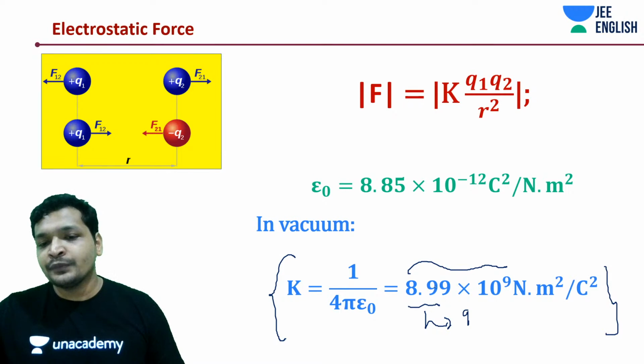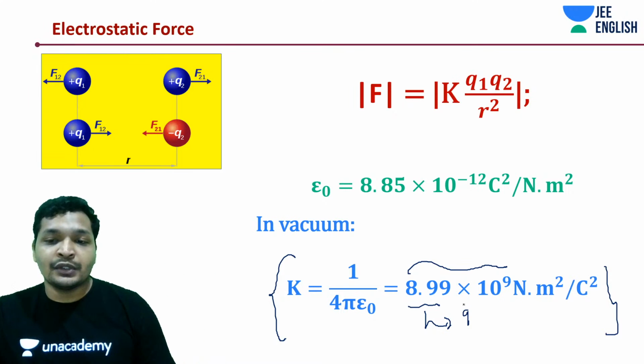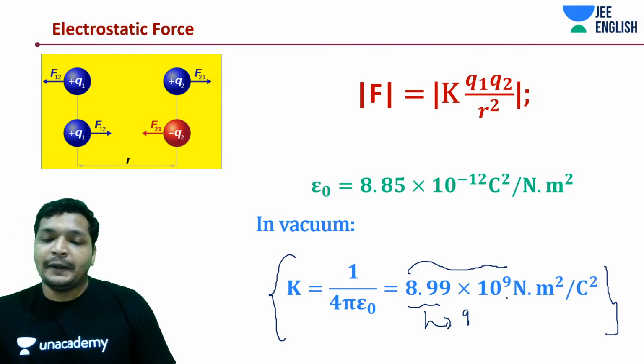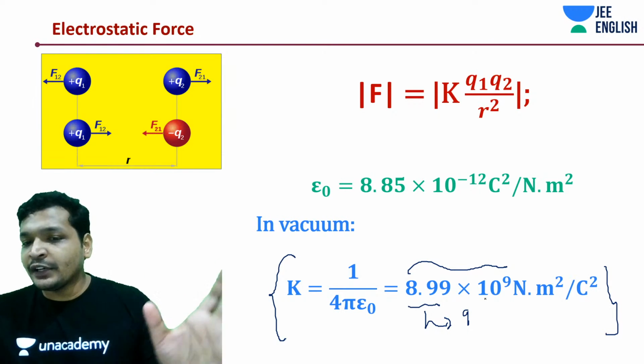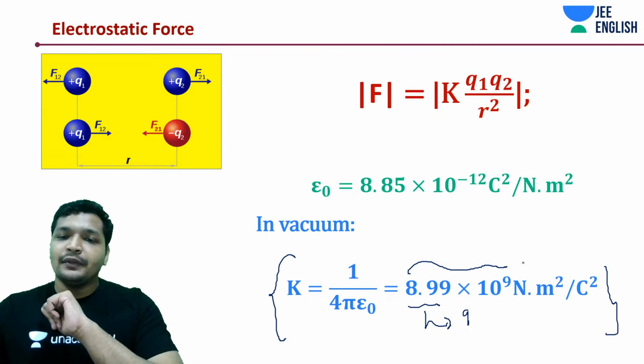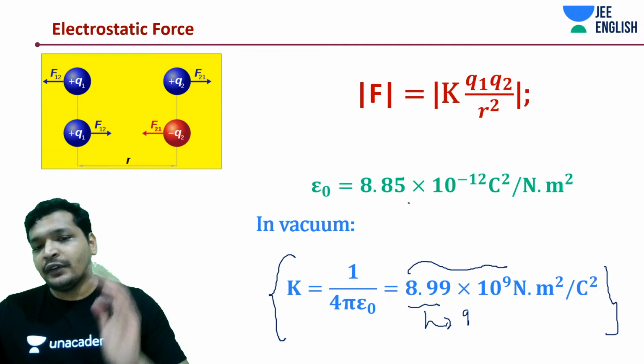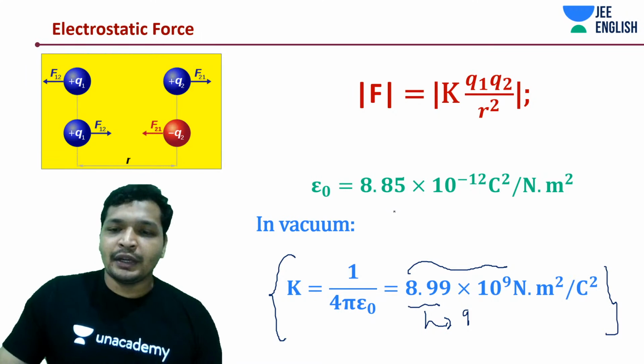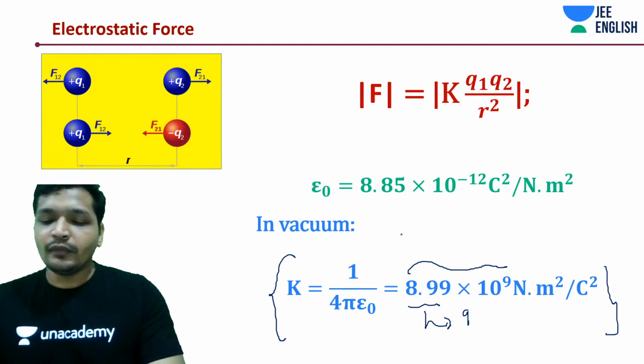If you notice it, this is near about 9, generally written as 9. Even if you remember the capacitor question, it was 9. And this is 10 to the power 9. So it's 9 into 10 to the power 9. That way you can derive it if necessary, or else you can remember this as well. It's 8.85 into 10 to the power minus 12.